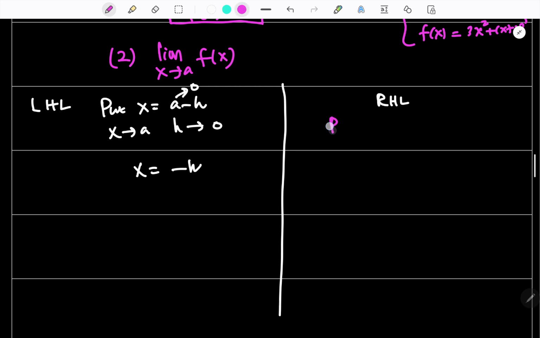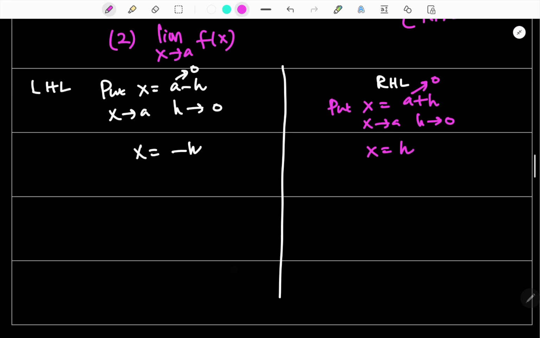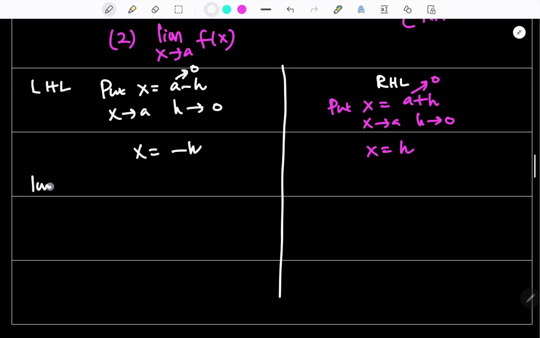Similarly, right hand limit. Put x is equal to a plus h. What is your a? x tends to a, h tends to 0. So a is 0. So put x is equal to h. Right? Okay. So limit x tends to a changes to limit h goes to 0. Remember all of you, if you don't know left hand limit, right hand limit, please watch the previous videos and come. Limit h tends to 0, right?